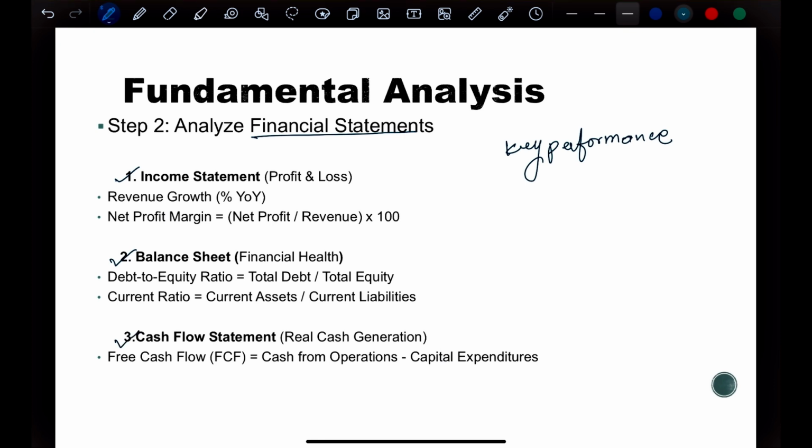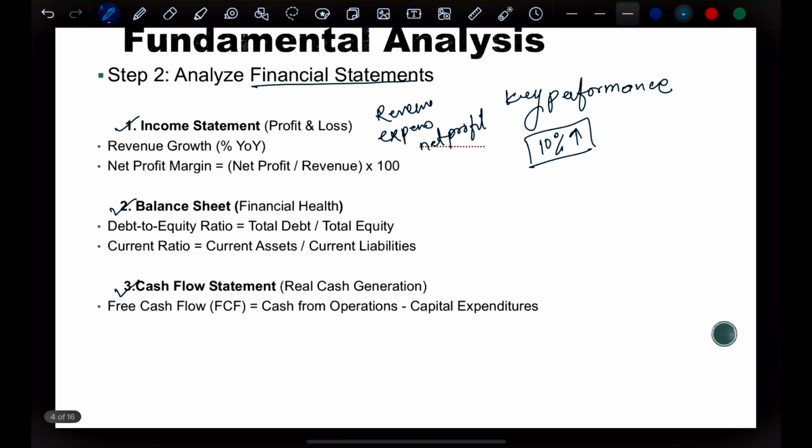Within the income statement, we see what the revenue of the company is, what the expenses of the company are, and what the net profit of the company is. And within that, we look for consistent revenue growth and healthy profit margins. So let's say a company is growing at a pace of 10% each year, so we can consider it a good benchmark and we will see good potential in the company.